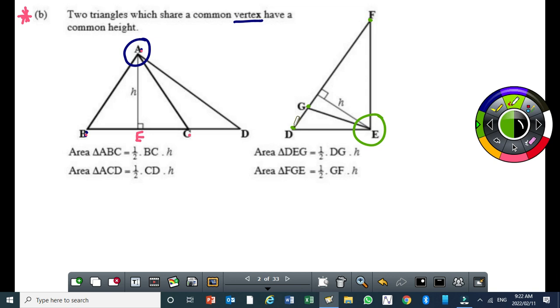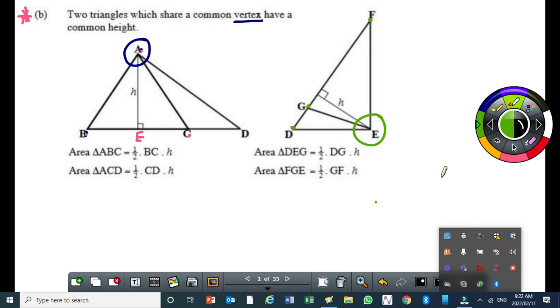Okay, if you want to copy down something, I can give you a minute or two to copy that down.